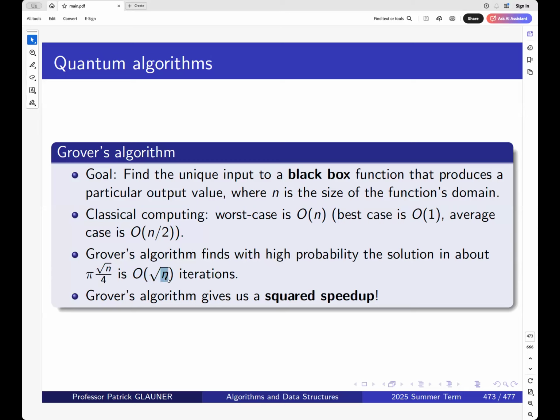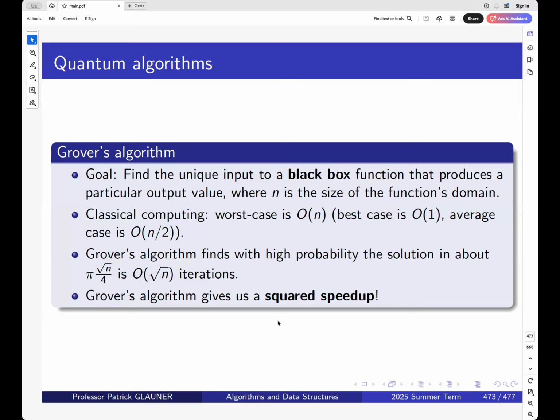Now, if n is 1 million, with a traditional computer it's O of n. If n is 1 million, the square root is 1000. So you see, I actually get a massive speed up. It's a quadratic speed up that Grover's algorithm gives me, and it's highly generic.